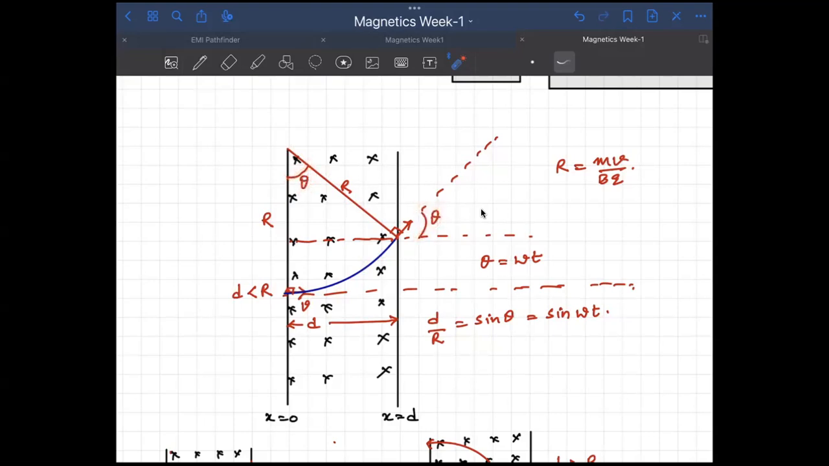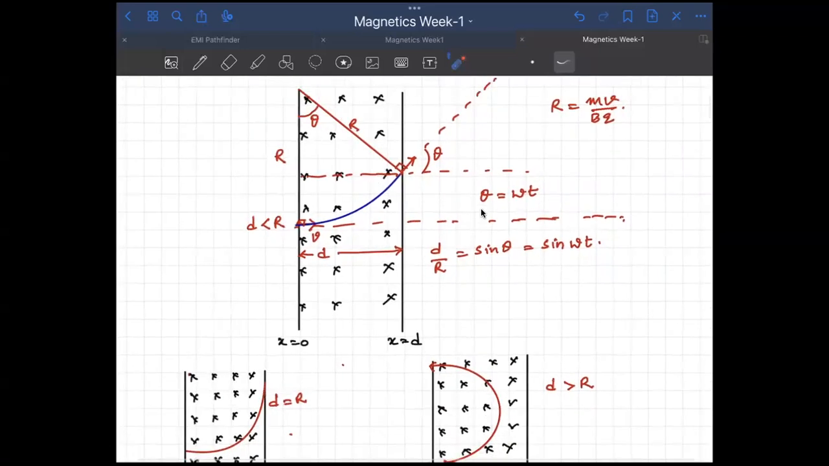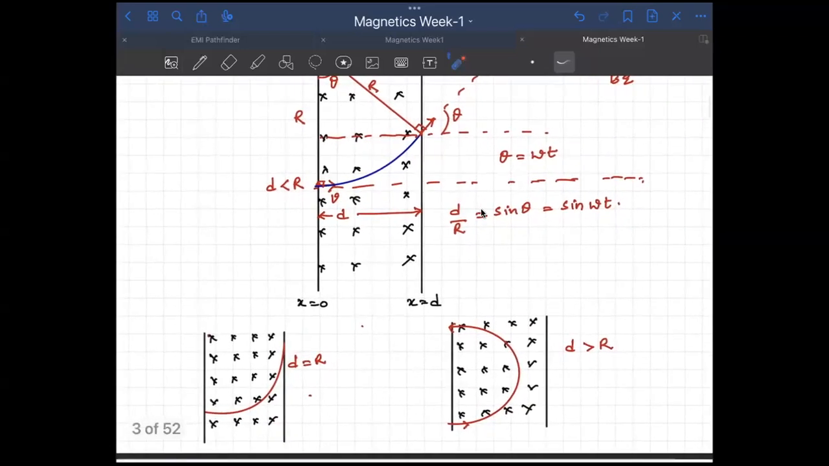Clear. Geometry says this is D and this is R. From this triangle, D by R is sine theta. Of course, what is theta? Theta can be given as omega t. Yes or no? Angular displacement is angular velocity times t, because when it enters and leaves here, it will take some time t. So D by R is equal to sin omega t.